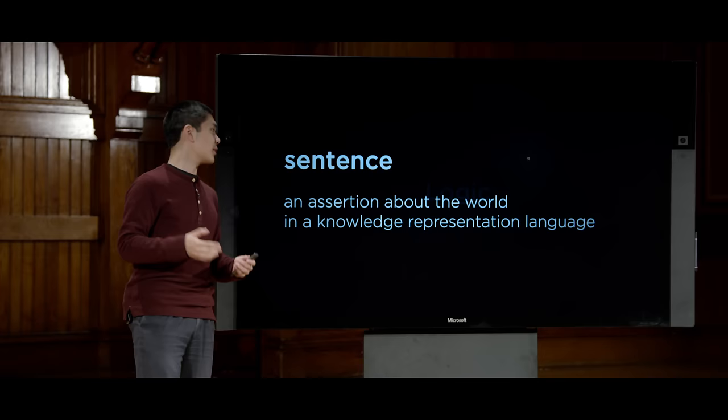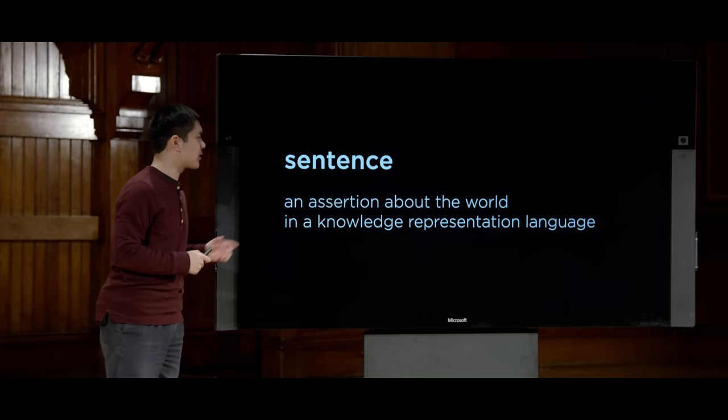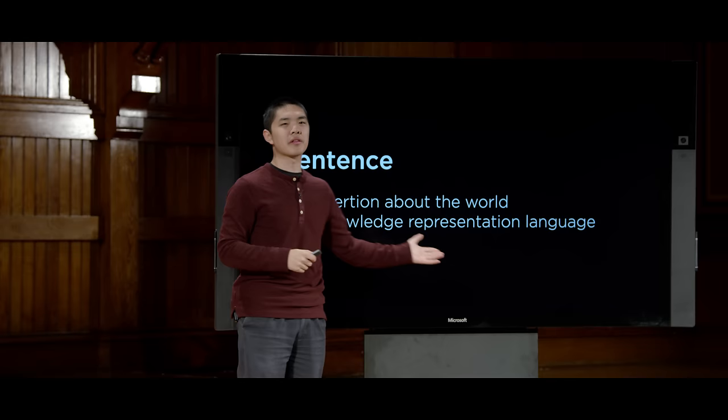So we're going to need to introduce a few more terms and a few symbols that'll help us reason through this idea of logic inside of an artificial intelligence. And we'll begin with the idea of a sentence. Now, a sentence in a natural language like English is just something that I'm saying, like what I'm saying right now. In the context of AI, though, a sentence is just an assertion about the world in what we're going to call a knowledge representation language, some way of representing knowledge inside of our computers.